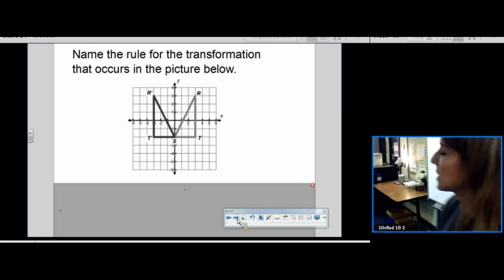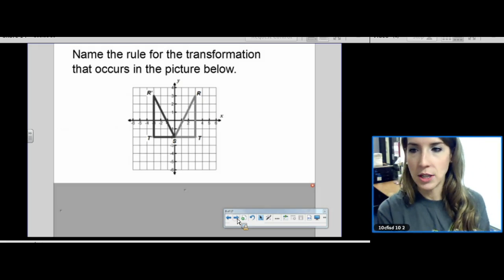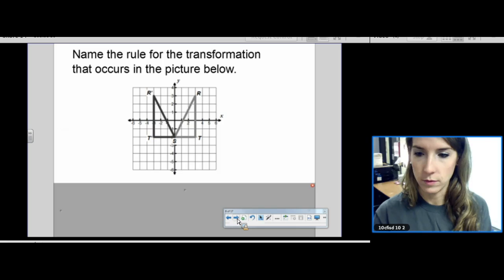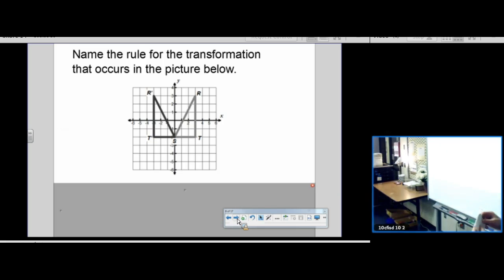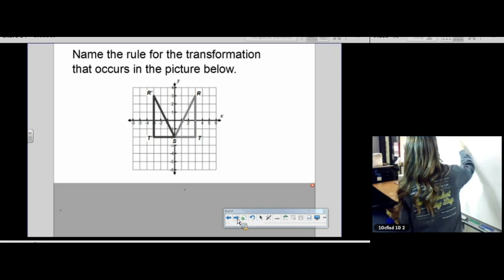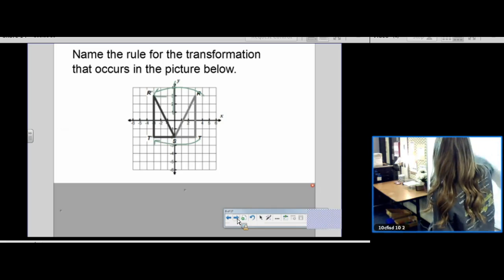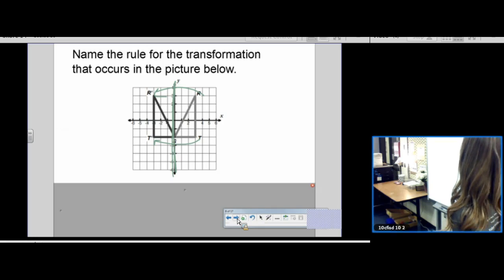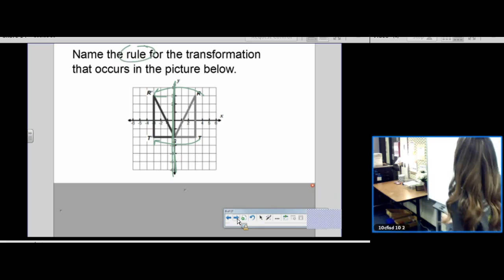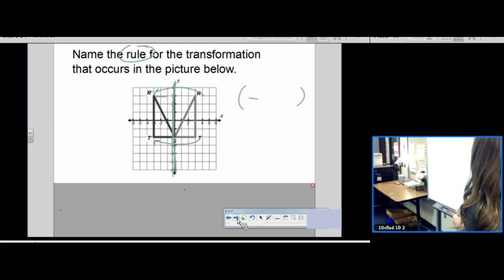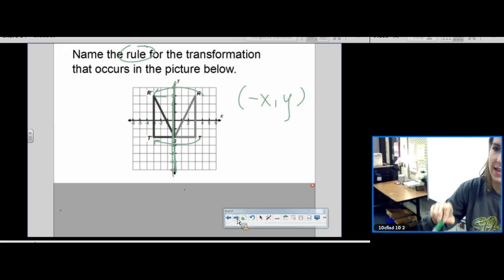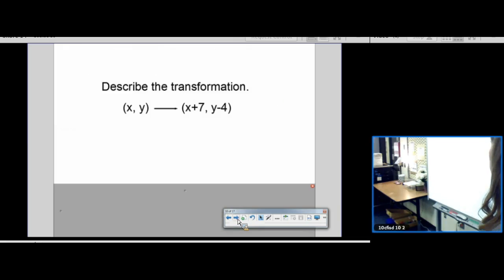All right, here's some practice. Name the rule for the transformation that occurs in the picture below. So this is obviously a reflection, and it's a reflection over the y-axis. So we know the rule: when it says name the rule, reflecting over the y means change the x. That's the rule.